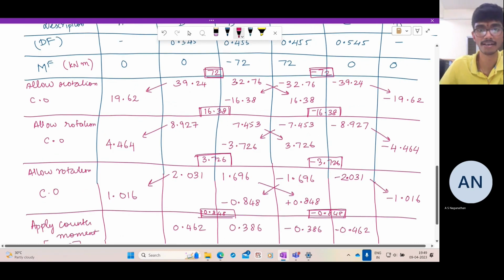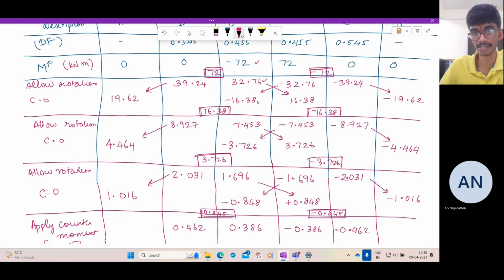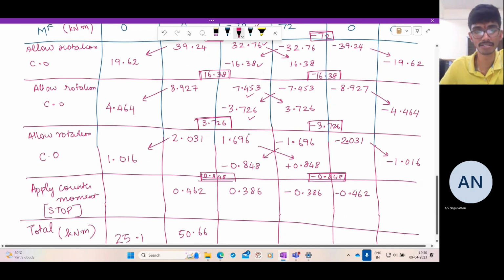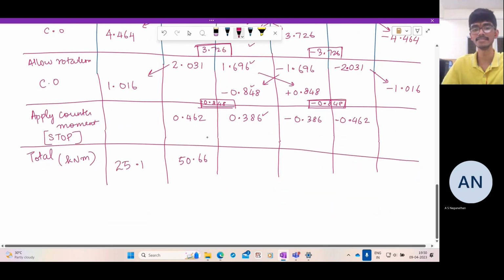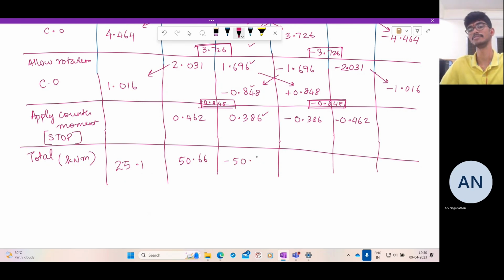You have to add minus 72, 32.76, minus 16.38, 7.453, minus 3.726, plus 1.696, minus 0.848, plus 0.386. Add them all up, you get the total moment exactly minus 50.6.